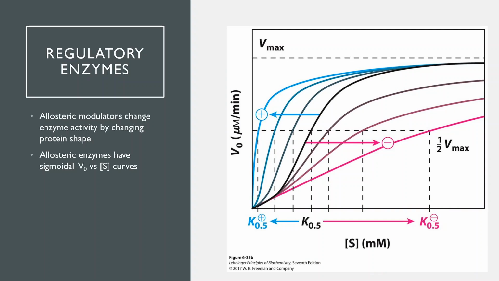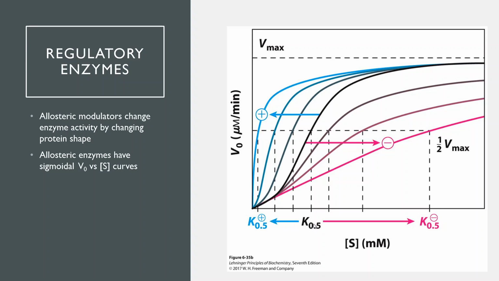And then the effect of those allosteric modifiers can also change the kinetics of these enzymes. So this is, again, just looking at substrate concentration versus V0. And here we're looking at the effect of the Km. Here they're calling it the K0.5, but it means the same thing.